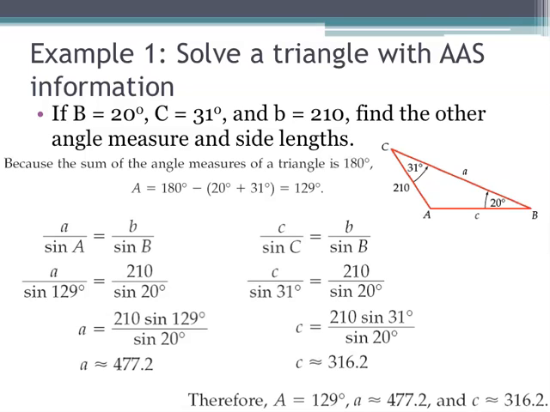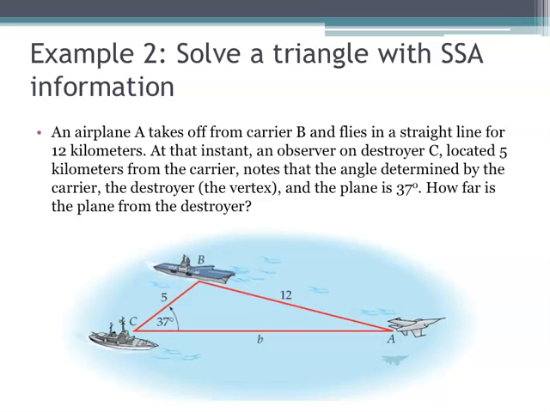All right, let's take a look at another example. Example 2. An airplane A takes off from carrier B and flies in a straight line for 12 kilometers. At that instant, an observer on destroyer C, located 5 kilometers from the carrier, notes that the angle determined by the carrier, the destroyer, which is the vertex, and the plane is 37 degrees. How far is the plane from the destroyer?